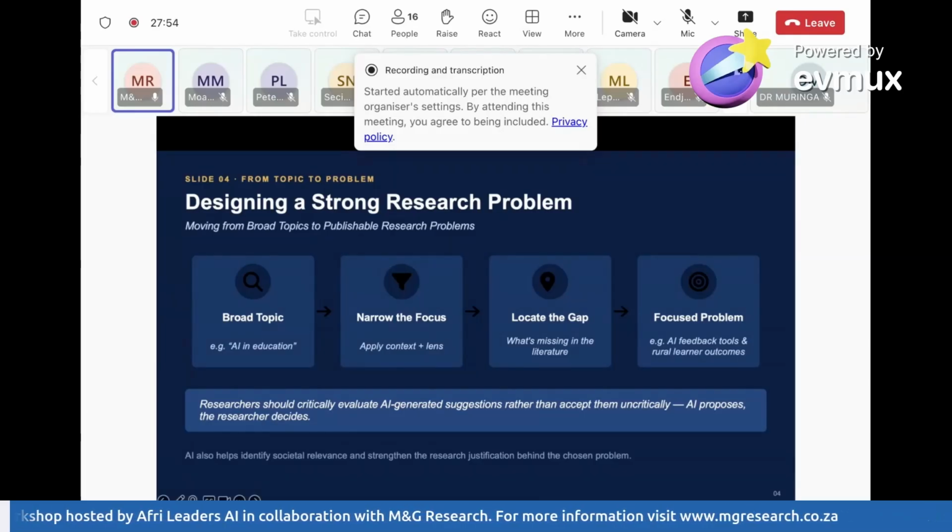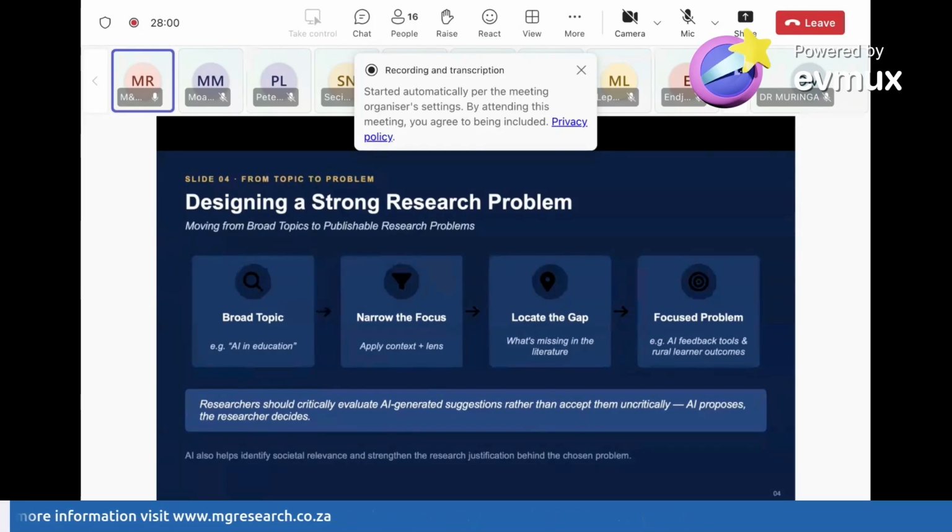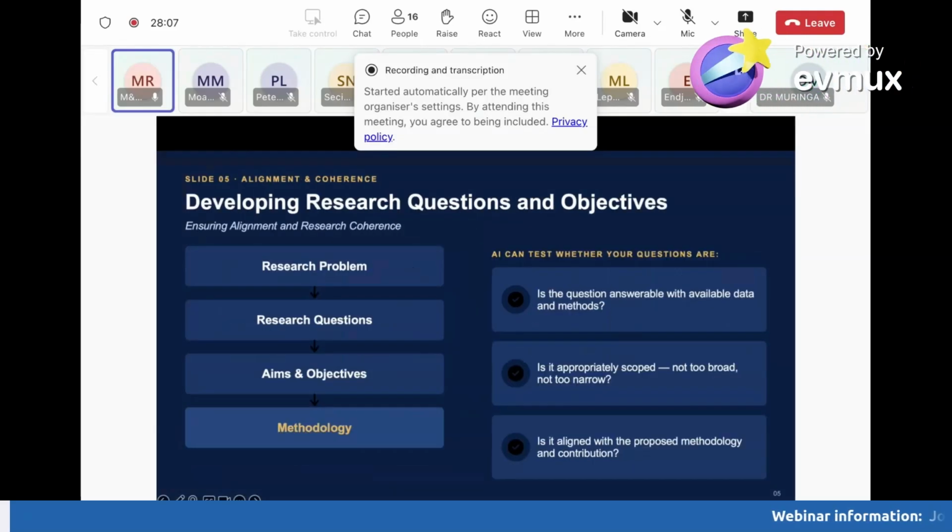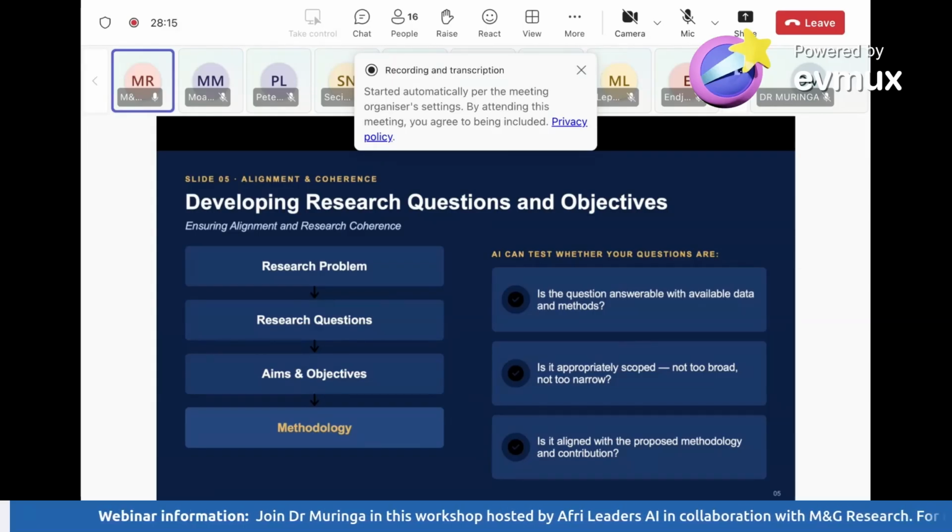So we are saying we are coming from a broad topic, right? And we need to rope in AI so that it can assist us in getting that work more focused and more close, right? It also assists in alignment and coherence, where we're going to develop research questions and objectives. We want to ensure that there's alignment between research problem, research questions, aims, and methodology.